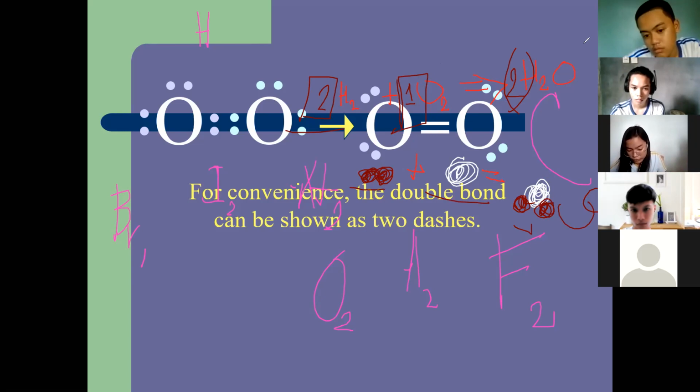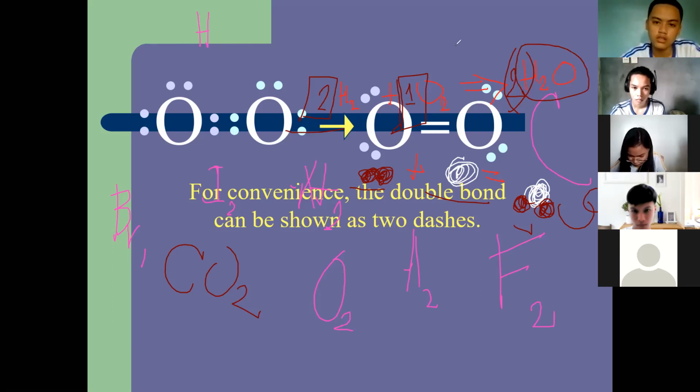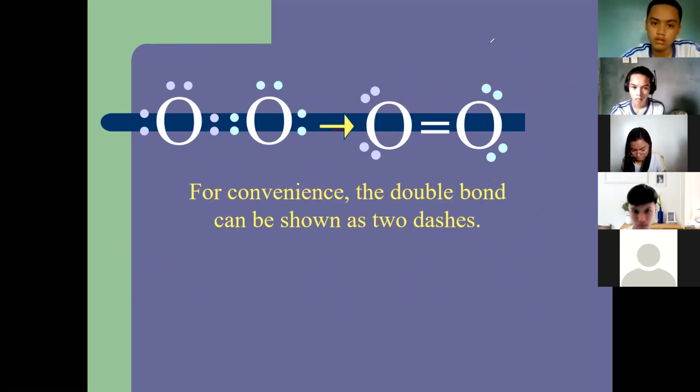How will you name the molecule of water? How will you name H2O? If CO2 is carbon dioxide, how will you name H2O? Just as plain as water. You cannot name it as dihydrogen oxide. It's just simply water. Sir, can I name it as dihydrogen oxide? The answer is no.